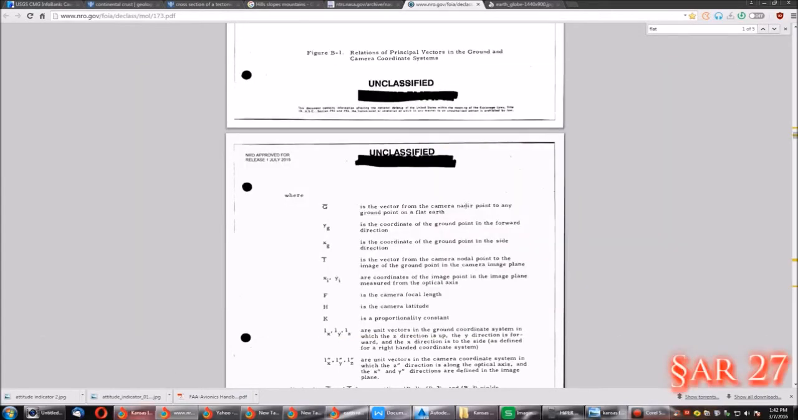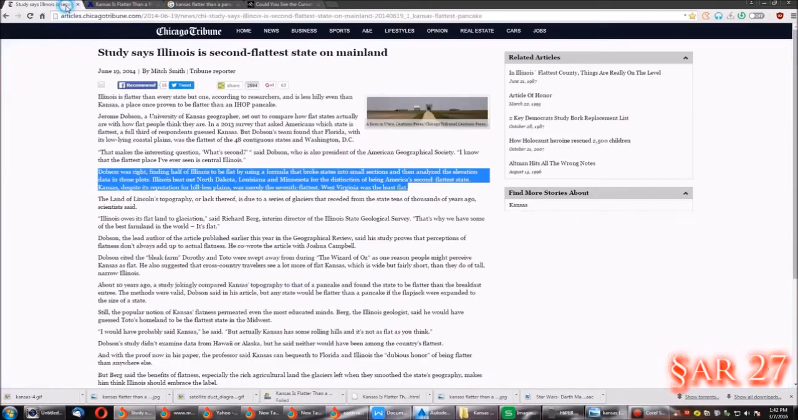But let's see. We can also go to Illinois. The study says Illinois is the second flattest state on the mainland. Now again, how can we have flat on a ball? Here it is. Dobson was right, finding Illinois to be flat by using a formula that broke states into small sections and then analyzed the elevation data in those plots. Illinois beat out North Dakota, Louisiana, and Minnesota for the distinction of being America's second flattest state. Kansas, despite its reputation for hill-less plains, was merely the seventh flattest. West Virginia was the least flat.